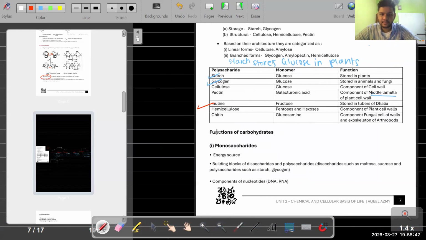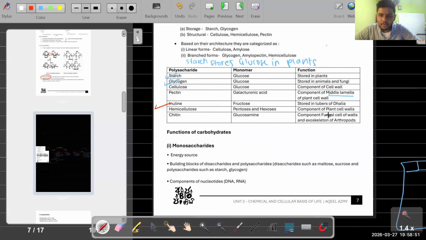Last one, chitin. Chitin monomer is glucosamine. Function: it is a compound of fungal cell wall. I hope you have learned about fungi in your O levels? I can't remember because I did O levels almost 5 to 6 years ago, 5 years, I guess. You came across fungi in O levels, right? Fungi cell wall is made up of chitin. Have you learned this in your O levels? Some say chitin, some say chitin, right?